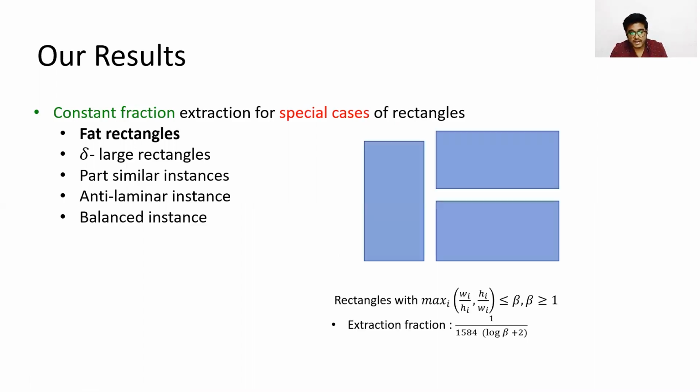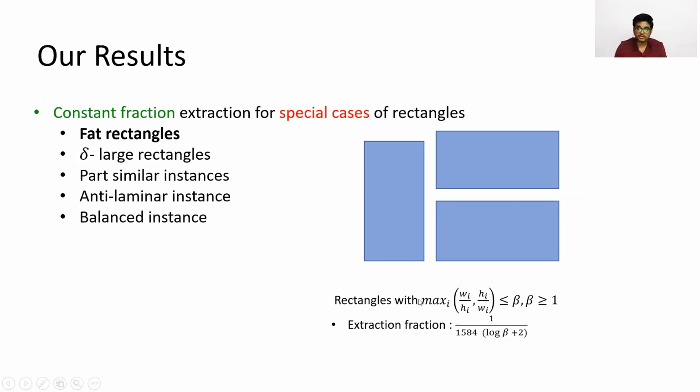So first, fat rectangles. Fat rectangles are those where the ratio of the width and height of a rectangle is bounded by a constant. Suppose beta is 1 for squares. The width by height is bounded by 1, and the height by width. So the extraction factor is 1 by 1584 into log beta plus 2 here. What's nice about this is when beta is 1, it shows that it's a constant.